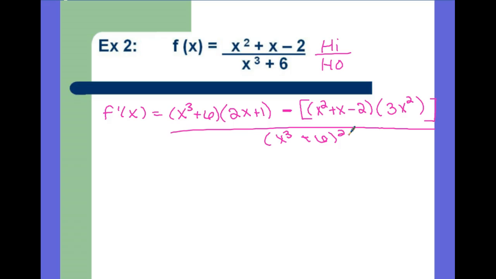FOIL, distribute, combine like terms. So again, I'll say the calc part is pretty easy. It's not calc that's hard. It's algebra in calc that is hard.